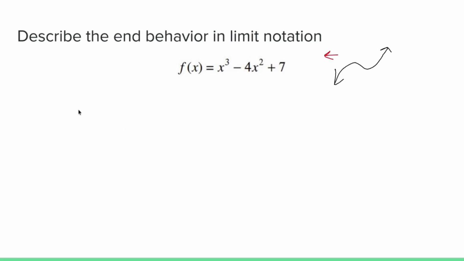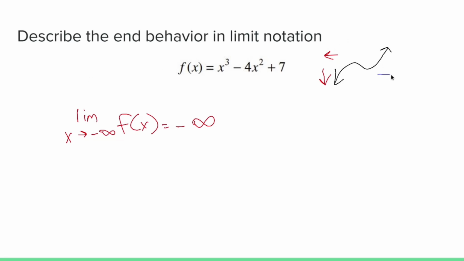That is the limit as x approaches negative infinity. The limit as x approaches negative infinity has my graph going downward. So the limit as x approaches negative infinity of f of x is also going to be negative infinity, because as I move to the left, my graph goes down.